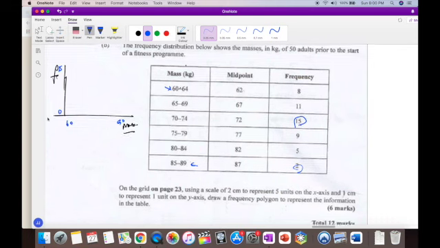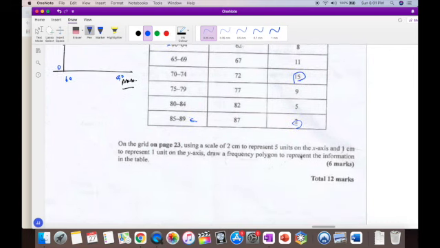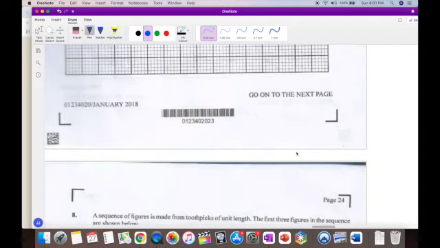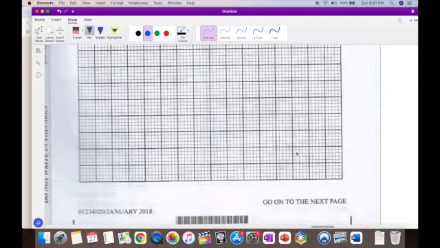Right? So 2 centimeters to represent 5 units on the x-axis. If we are starting at 60, on the x-axis, this would be 2 centimeters to represent 5 units. So 1, 2, right? So we can have 60, 65, 70, 75, 80, 85, 90, right?